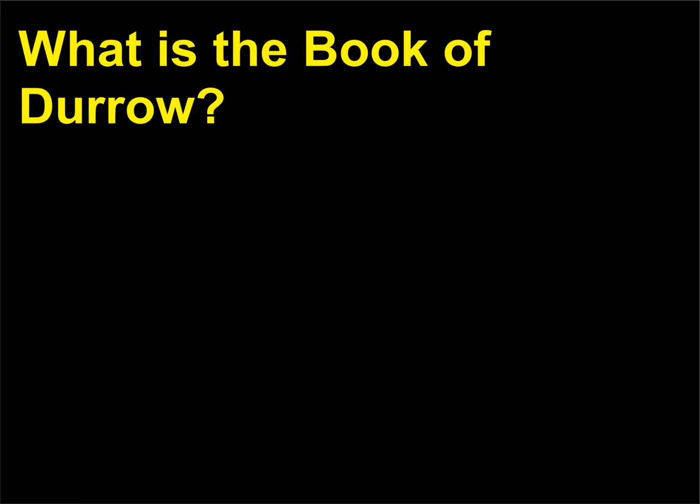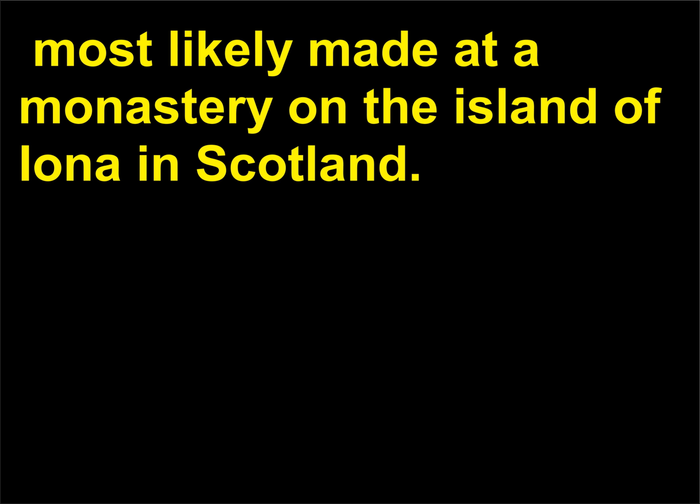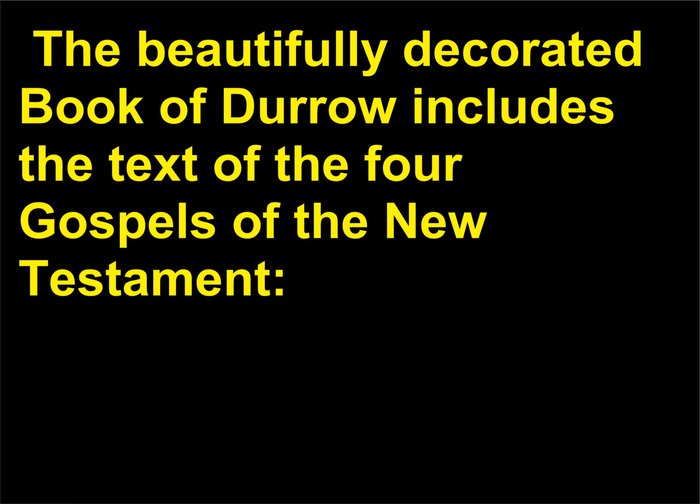What is the Book of Durrow? The Book of Durrow is a 7th century Christian gospel book, most likely made at a monastery on the island of Iona in Scotland. The beautifully decorated Book of Durrow includes the text of the 4 Gospels of the New Testament: Matthew, Mark, Luke, and John.